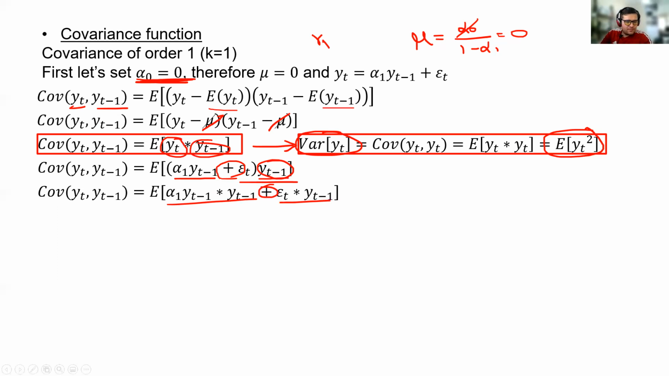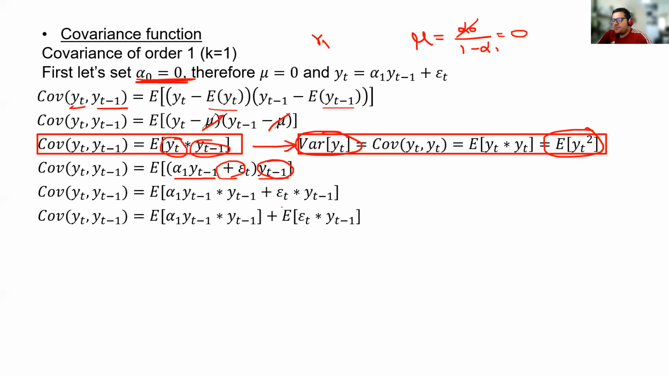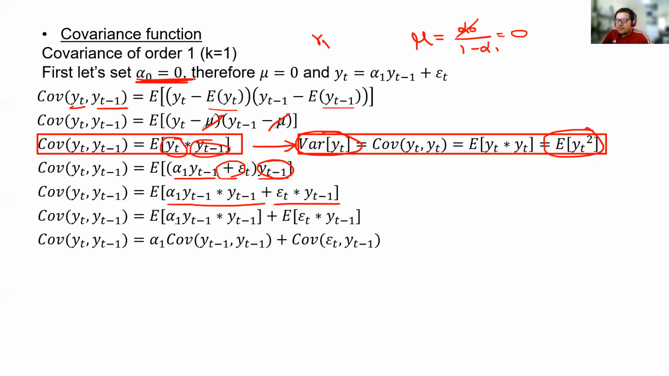Let me wipe these marks here. All right. Now, from the properties of the expected values, we can distribute these. So expected value of this plus expected value of this, that's what we have here. Then I did two steps at once. The first is to take the constant out of the operation, and I will be left with alpha 1 times the expected value of yt minus 1 times yt minus 1.